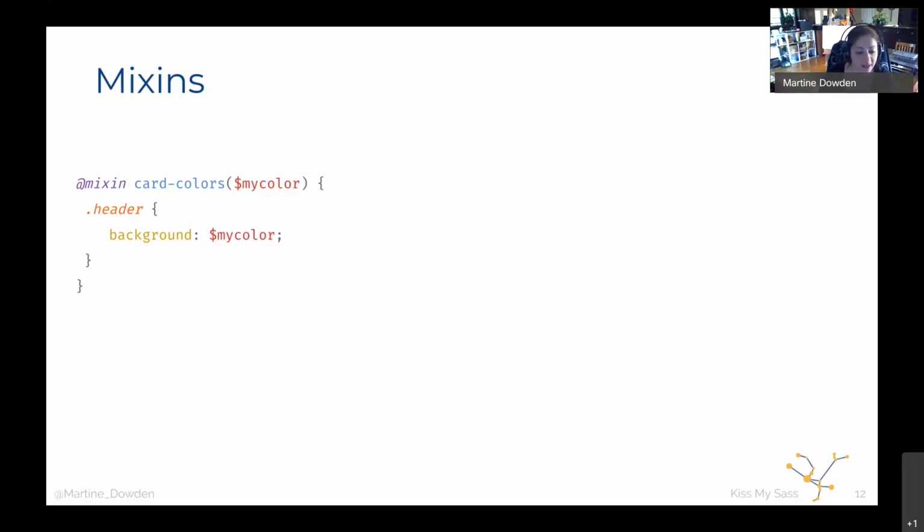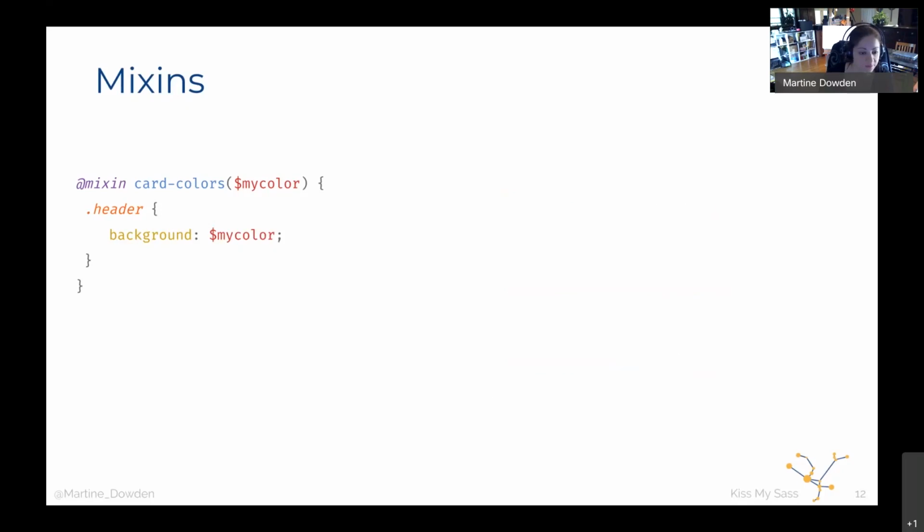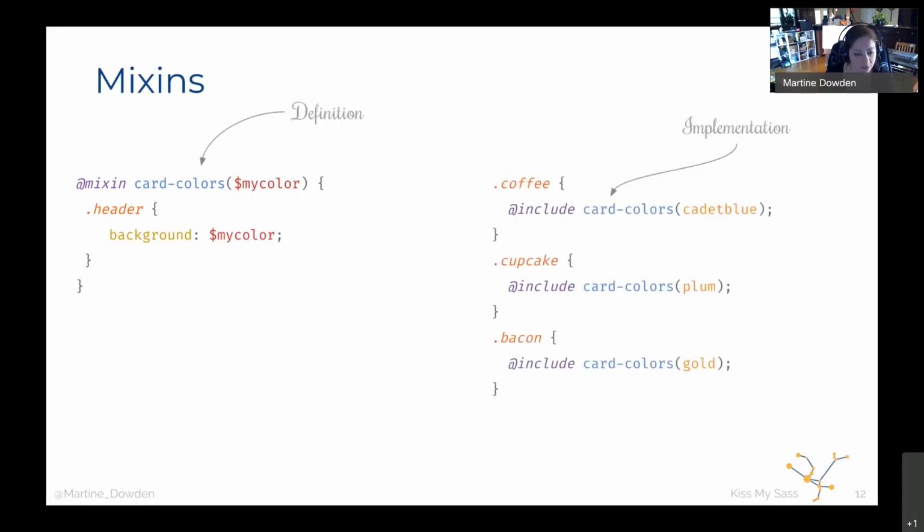The way we assign that to our cards is I say, okay, coffee, I want you to include this mixin. So you've got your definition, which is the @mixin. The way you implement it is with @include. And so you @include the name of the mixin, and then you pass in whatever parameters you're going to pass in. In this case, for coffee, I'm passing in cat blue, for cupcake plum, and for bacon gold. So these are all CSS color names.